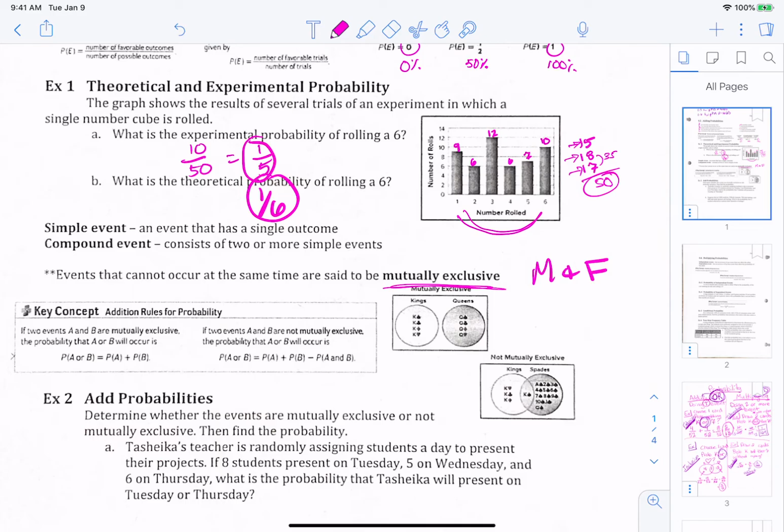Male and female are mutually exclusive. Volleyball and football, you cannot play volleyball and football at the same time. Okay. What else is mutually exclusive?